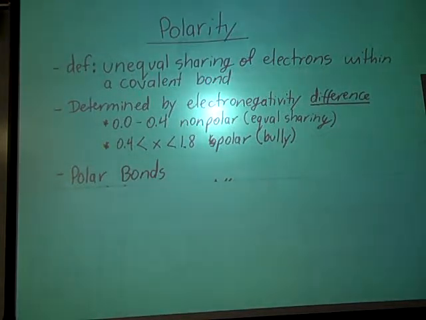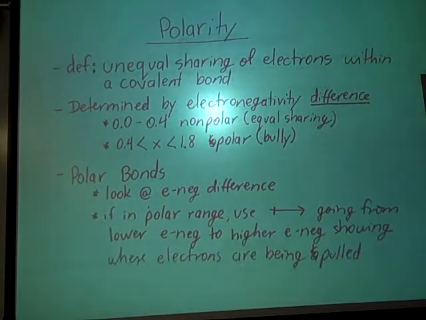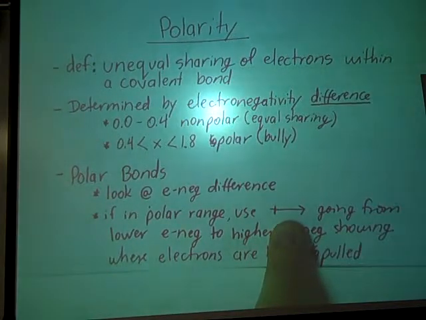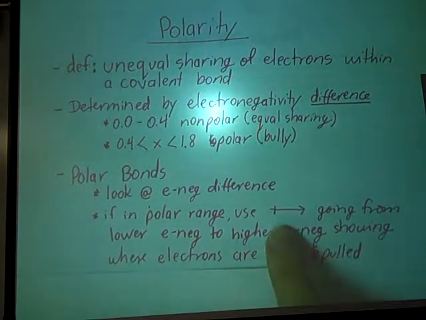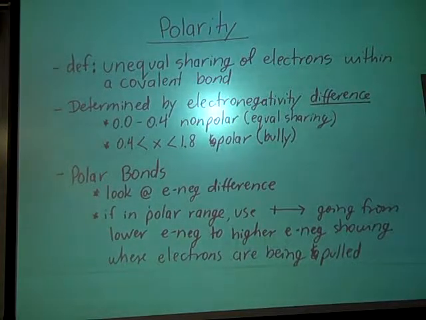So when I'm talking about polar bonds, the polarity of the bonds themselves, I'm not talking about the whole molecule yet, just the bonds, one at a time. Again, we're going to look at the electronegativity difference. If our electronegativity difference falls in that polar range, we're going to use this symbol, an arrow with this little cross here at the back, which goes from the lower electronegativity to the higher electronegativity. E-neg stands for electronegativity, in case you missed that.